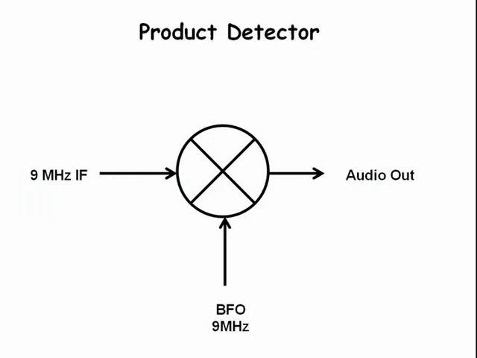A product detector is a type of mixer that combines the incoming RF signal with a locally generated beat frequency oscillator signal. The BFO signal frequency is chosen so that one of the sum or difference signals is at audio frequencies. A product detector follows the IF stages.